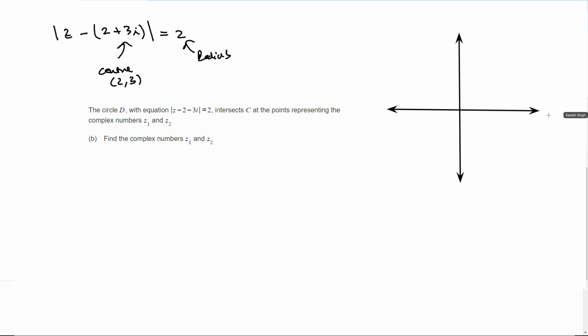And what we have here is we're going 2 to the right, and we're going 3 units up. So 1, 2 to the right, and 1, 2, 3 units up. And we know that's going to be the center over there. And we know that this circle will have a radius of 2, which means that it most likely will go as high as 5. It'll look maybe something like that.